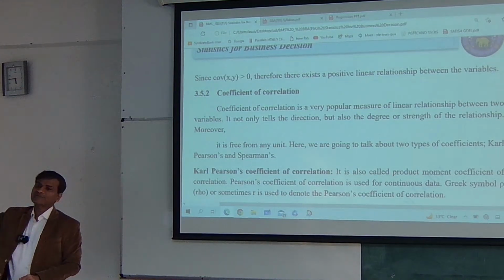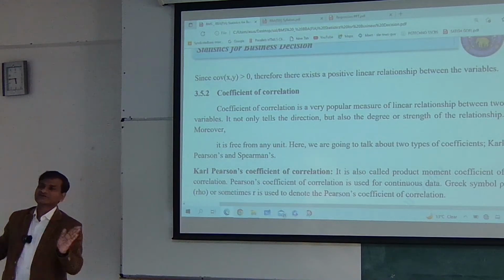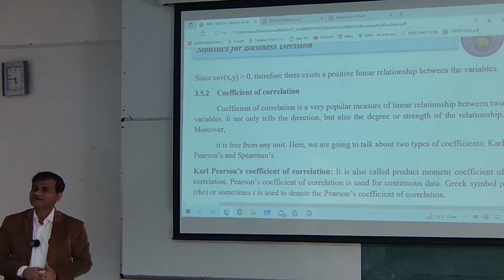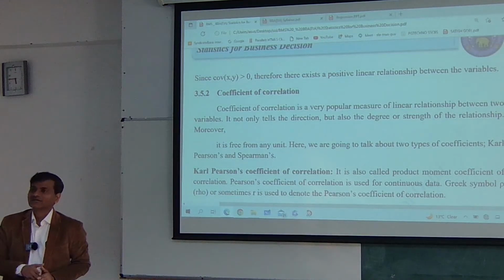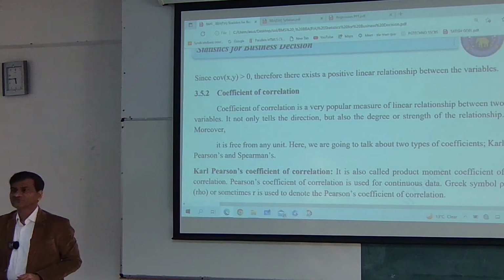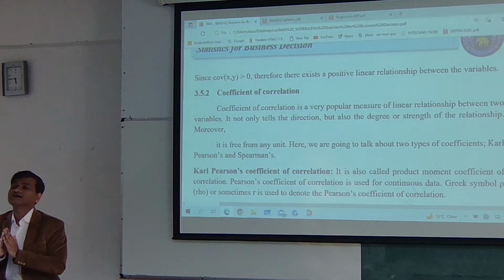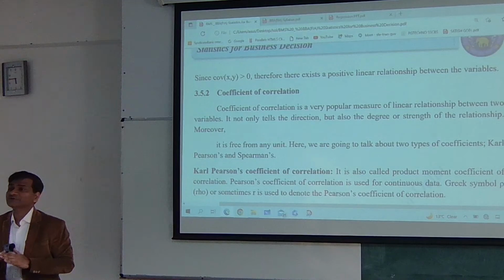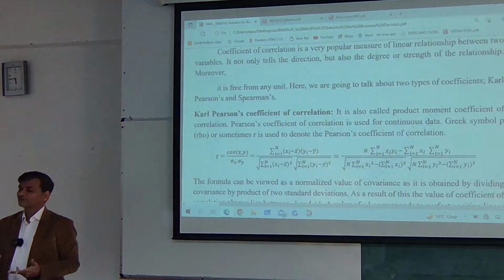If you have +1 as the value of the correlation coefficient, then you have a perfect relationship. If you have -1, again you have a perfect relationship but a negative one. If you have +1, you have a positive relationship. If R is 0, then the two variables are unrelated. There is no relation between the two variables if R is 0. So the correlation coefficient is most important.